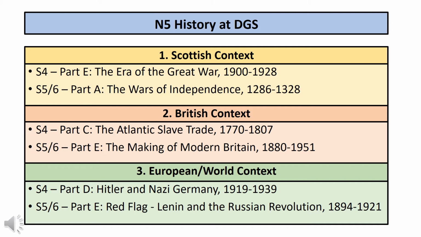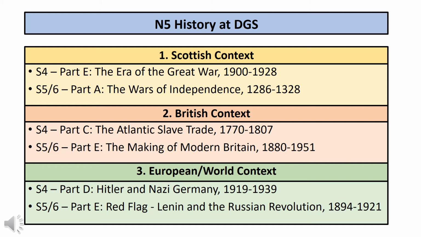So the courses are different in S4 to a Senior National 5. So let's cover the S4 course first. S4s will look at the era of the Great War for Scotland. For Britain, they will look at the Atlantic slave trade. And finally, for the European and world context, they will study Hitler and Nazi Germany.